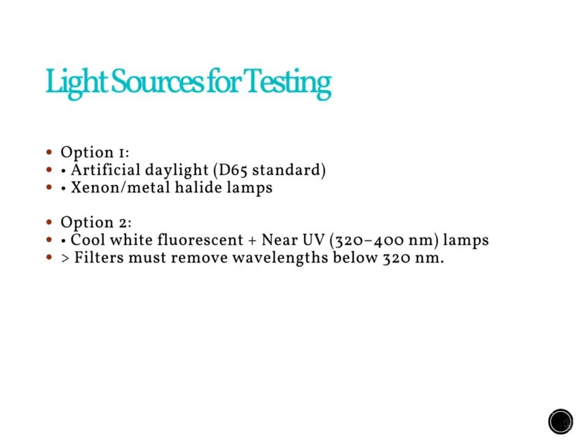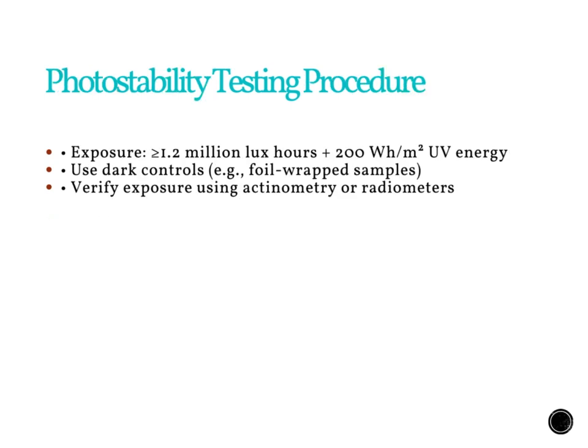Light sources for testing. The guideline allows two options for light sources. Option 1 uses a lamp that simulates natural daylight, like a D65 artificial daylight fluorescent lamp, or a xenon or metal halide lamp. Option 2 combines two different light sources, a cool white fluorescent lamp and a near UV fluorescent lamp that emits light between 320 to 400 nanometers, mimicking sunlight's UV range. It's also important to filter out wavelengths below 320 nanometers, as those may cause unrealistic degradation not reflective of actual storage or usage conditions.